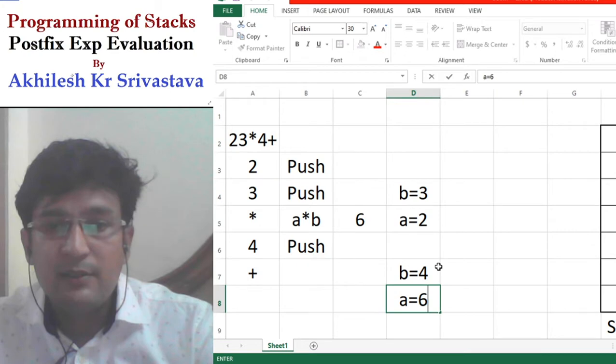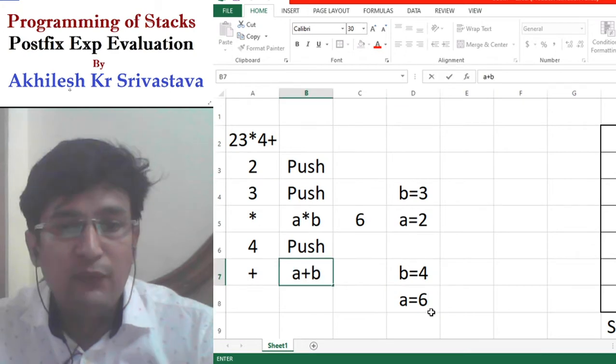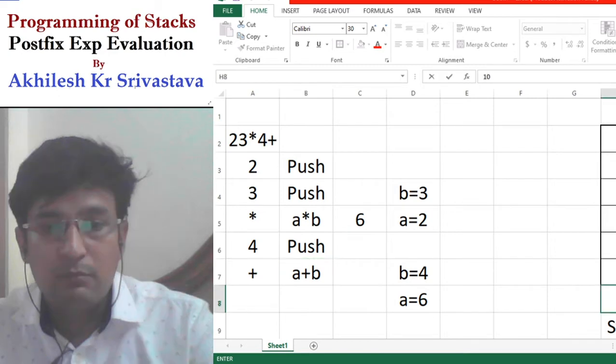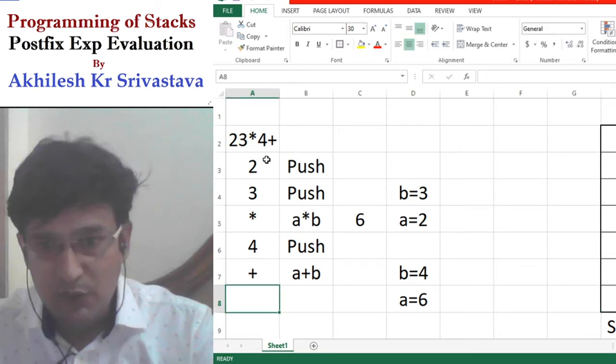And then we perform A plus B. So here we are performing 4 plus 6. These two items have been removed. 4 plus 6 will give us 10, and 10 is pushed on the stack. Now since we do not have any more symbols from the given postfix expression, 10 is the answer. So the item at the top of the stack is the answer.